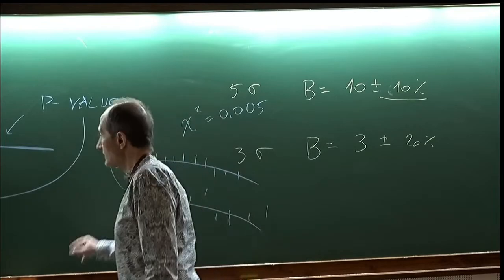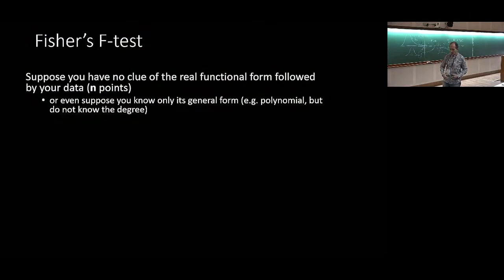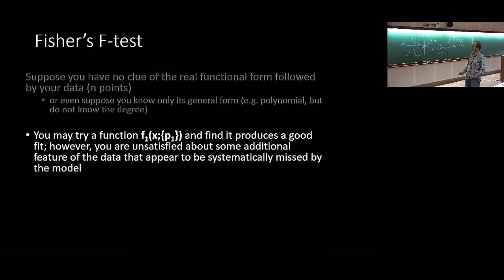We will talk about that tomorrow, but the Fisher F test compares the data to the model and tells you how good the model, the hypothesis, is. Well, it tells you how well the data conforms to that. So the gist of it is that you try a certain function and you find that it produces a good fit. The chi-squared is not so bad. The probability of the chi-squared is large. But you are not satisfied about some features that the data possess that the model cannot capture, and you would like a better fit.